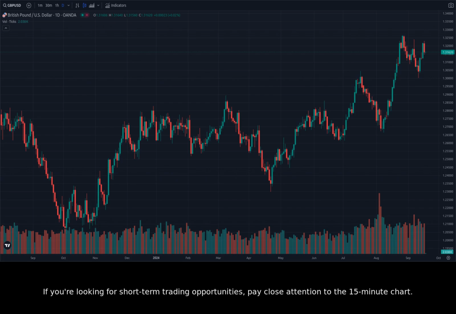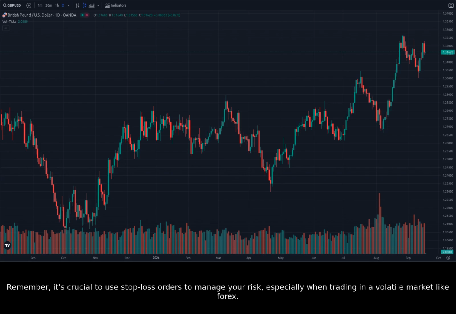If you're looking for short-term trading opportunities, pay close attention to the 15-minute chart. Look for a strong breakout above the upper trend line of the flag pattern, confirming the bullish move. Remember, it's crucial to use stop-loss orders to manage your risk, especially when trading in a volatile market like Forex.